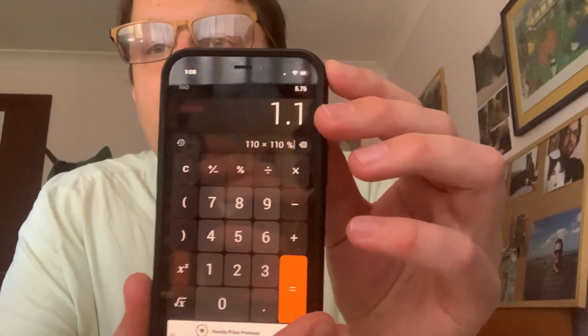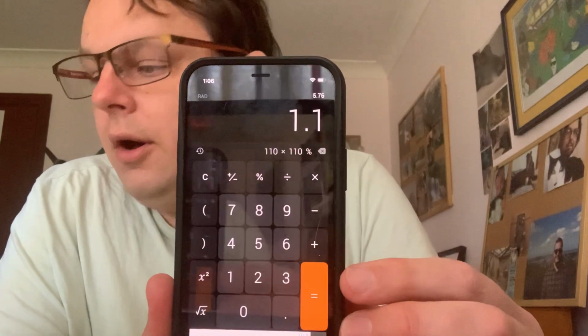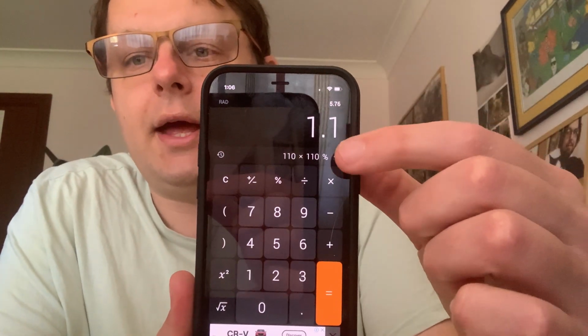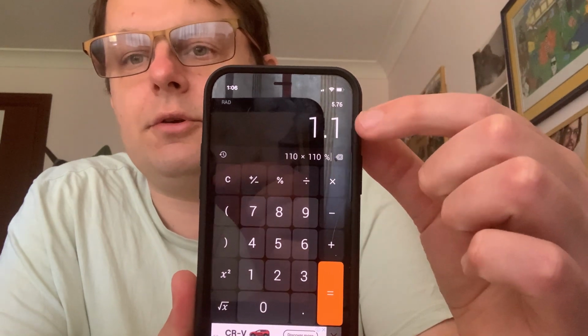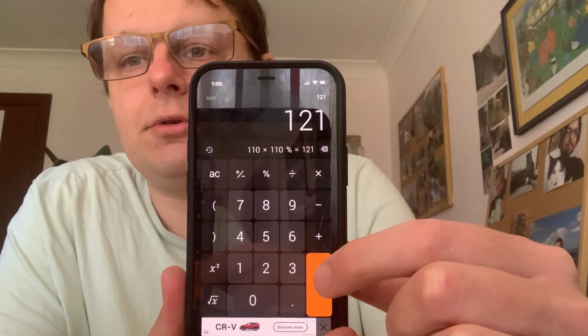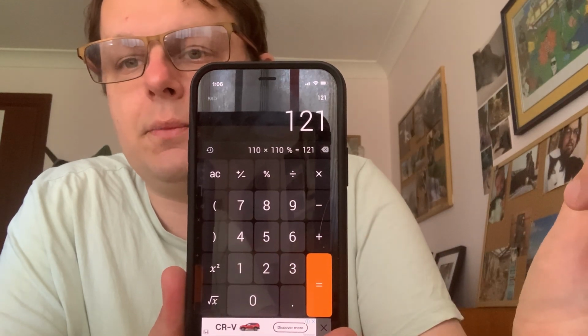Okay, now if we just want to do this on our calculator, see what I typed in is 110 times 110%. That's how we would work that out. My calculator app has turned that 110% into the equivalent decimal, which is 1.1. So we press this, I think it's 121, it's 121. That would be the answer.